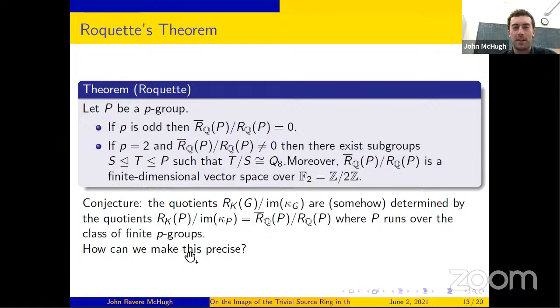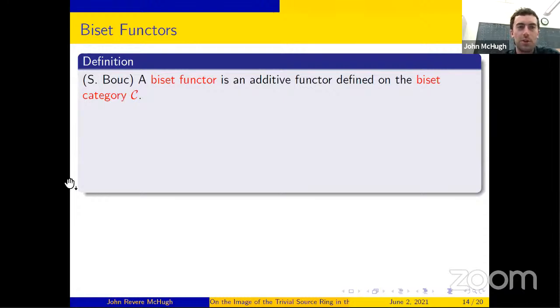So again, this is going back to this rigidity of the table. It looks like this quotient computed at any group is determined by the computations where P is running over the finite P groups. So all of these computations are connected somehow. How can we make that precise? We do that using the language of biset functors, which was introduced by Serge Bouc.